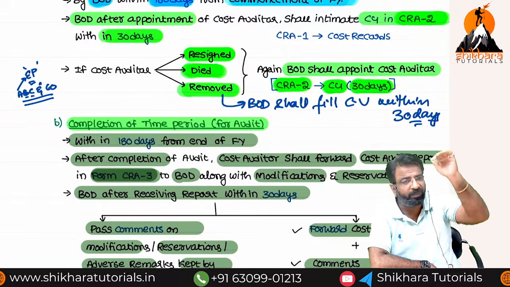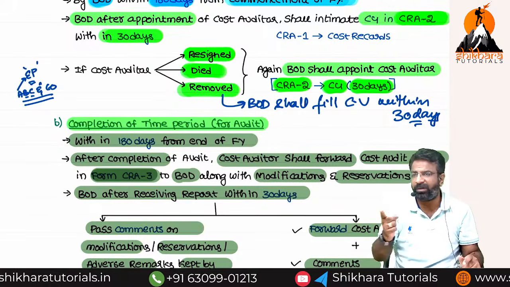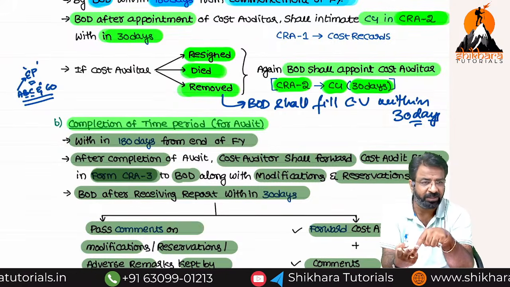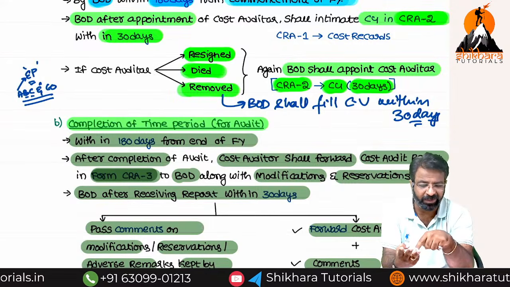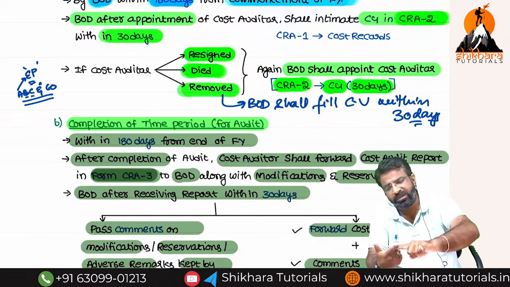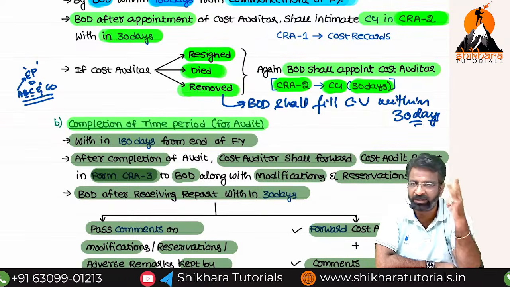Now tell me the full-fledged rule number 5 and 6, starting with appointment. Who appointed you? By passing a board resolution within 180 days from the commencement of the financial year. Then we send the intimation to whom? Central government, Form number CRA2, within 30 days.